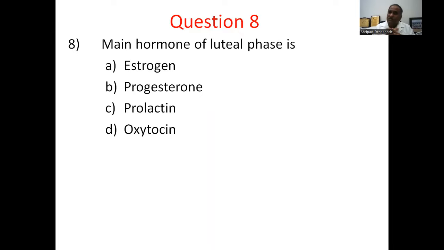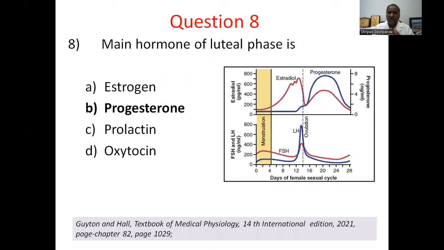Main hormone of luteal phase is: A, estrogen. B, progesterone. C, prolactin. D, oxytocin. It's a very simple, straightforward question. The corpus luteum mainly secretes progesterone. So option B is the correct response.